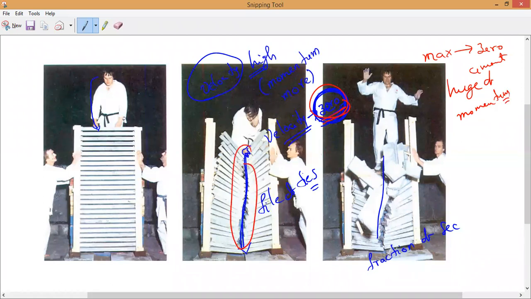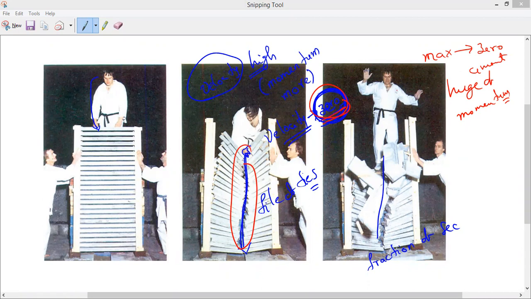Do you understand, Hari? Clearly, please respond. So a large momentum of the fast moving hand is reduced to zero in a very short period of time. That is why it will exert a very large force on the pile of tiles, so that the tiles will break easily.